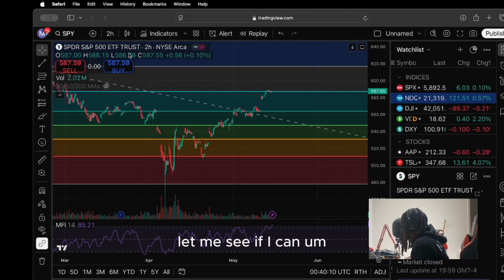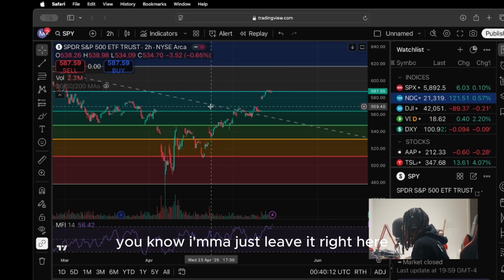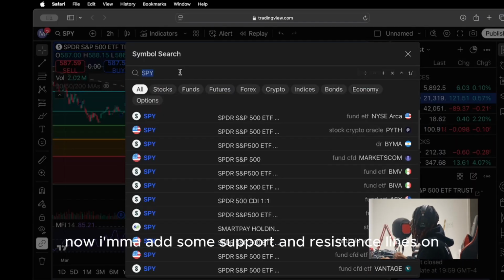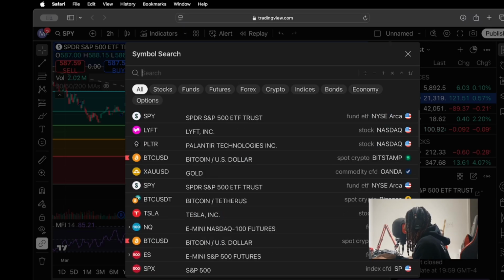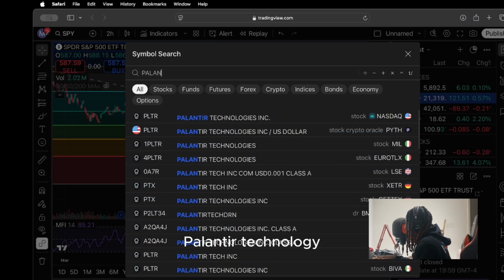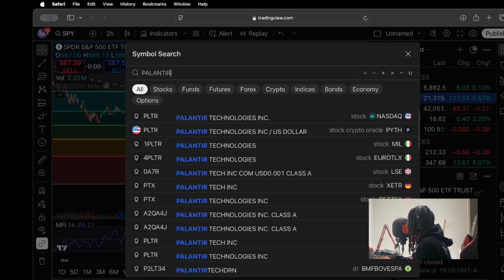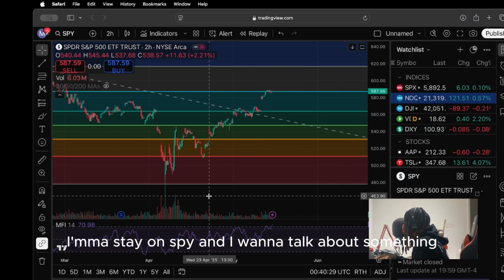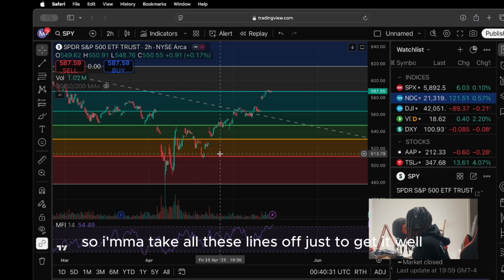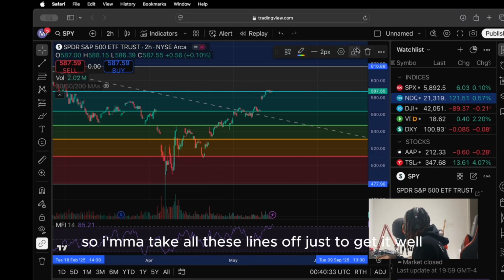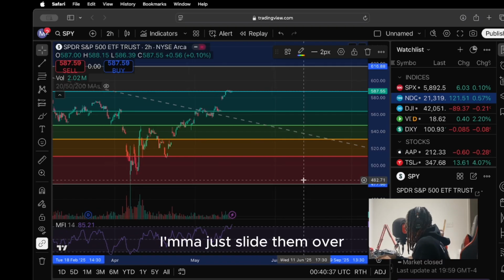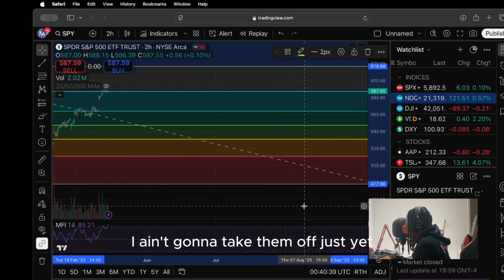So let me see, I'm just gonna leave it right here. I'm gonna go ahead and add some support and resistance lines on Palantir Technology. Wait, matter of fact, I'm gonna stay on SPY and I wanna talk about something. So I'm gonna take all these lines off, well, I'm just gonna slide them over. I ain't gonna take them off just yet.